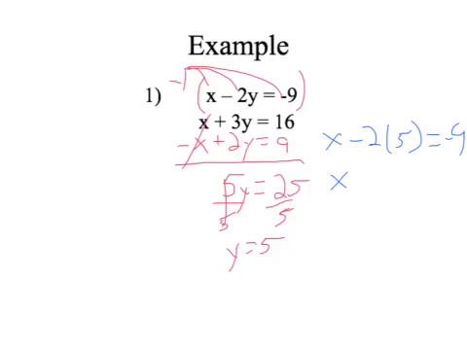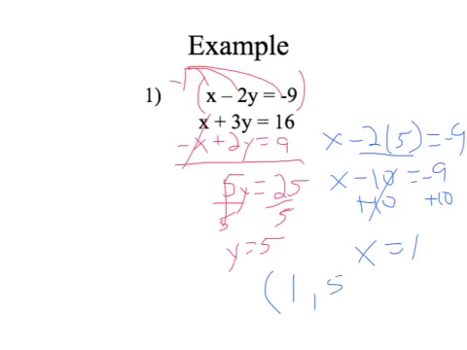So negative 2 times 5 is negative 10. Add 10 to both sides. x would equal positive 1. So my answer would be 1, 5.